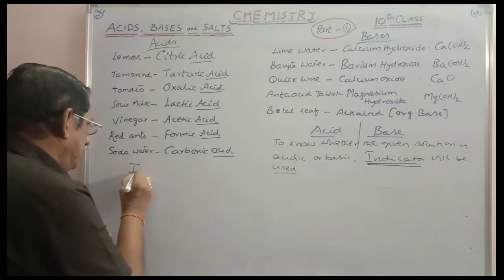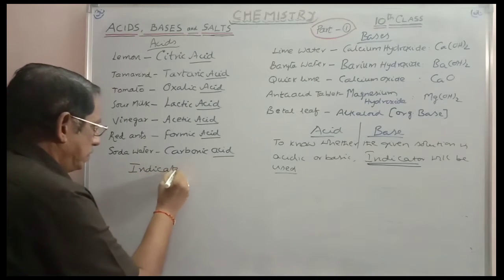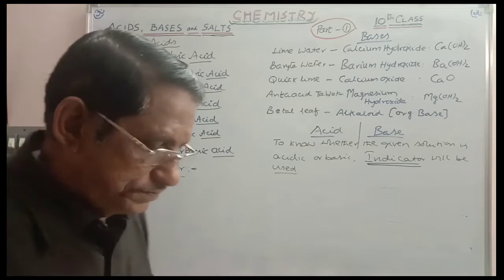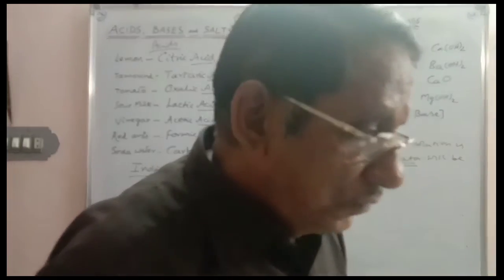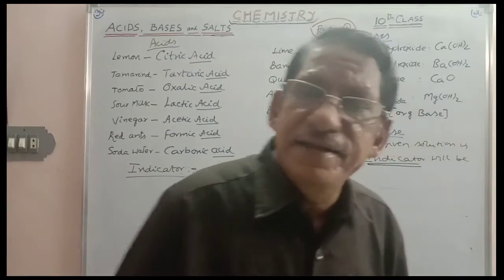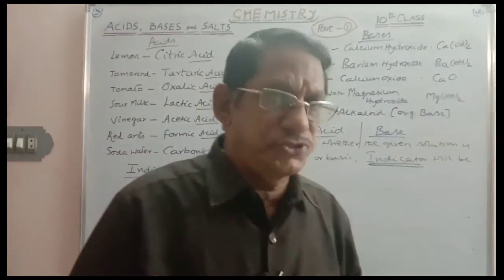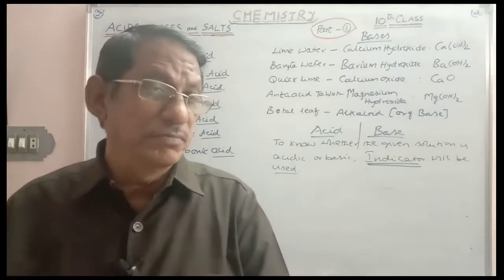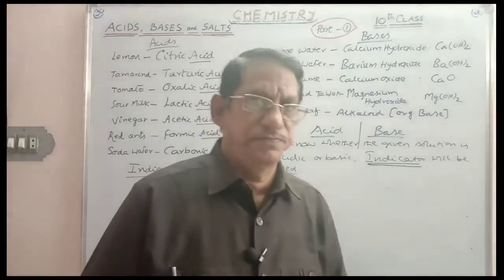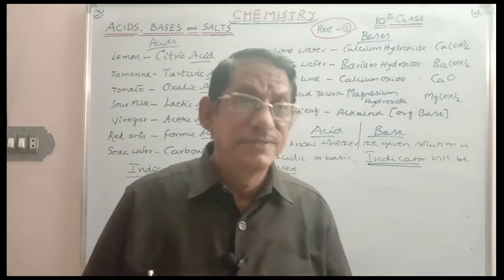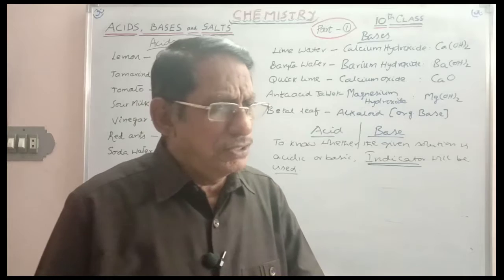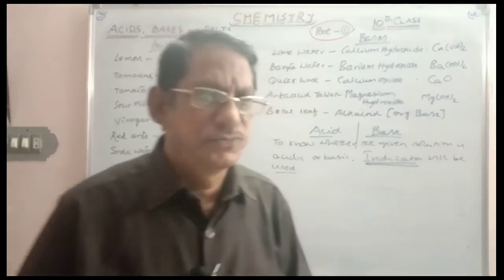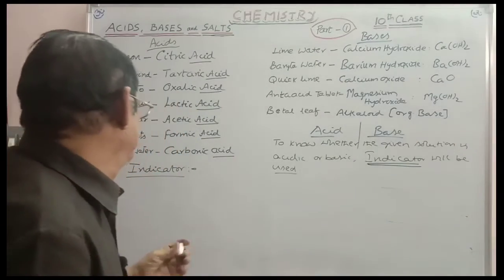Then, what is meant by indicator? If you observe carefully, all the indicators are organic substances. Those are treated as weak organic acids or weak organic bases, and their salts can be taken as indicators. So, in general, all the indicators are organic substances. So, what is meant by indicator?